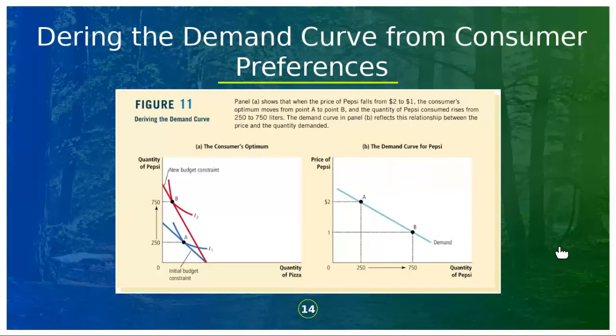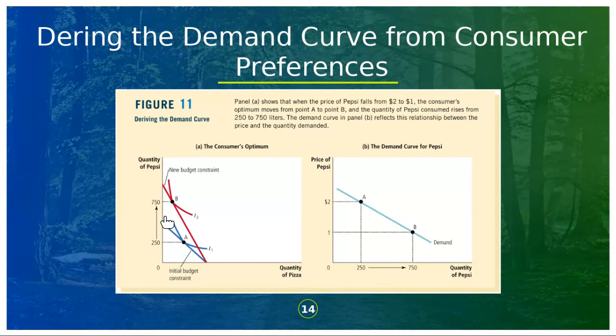Now, the theory of consumer preferences actually allows us to do a cool thing here. We can actually derive the demand curve from consumer preferences. In the example we were discussing, right? Pepsi has dropped its price from $2 to $1. From this change, we are now consuming 750 units of Pepsi. So notice that from point A to point B, we see that due to the substitution effect, Pepsi dropping its price has led to a much higher consumption of it.